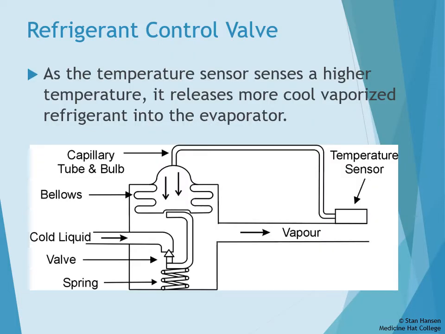The high pressure cooled liquid from the condenser coil enters into the refrigerant control valve, which is a thermostatic expansion valve. It uses a temperature sensing capillary tube and a bulb or a thermistor in order to control how much fluid goes into the control valve. And this controls the amount of refrigerant going into the evaporator coil.